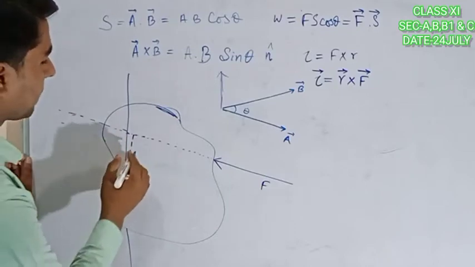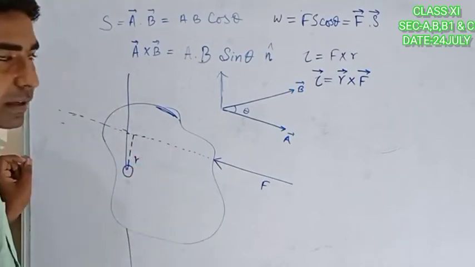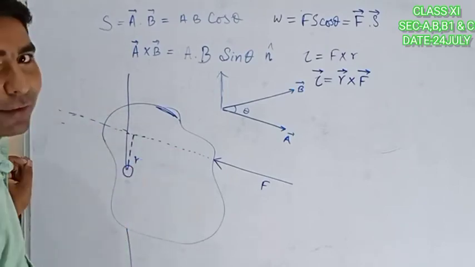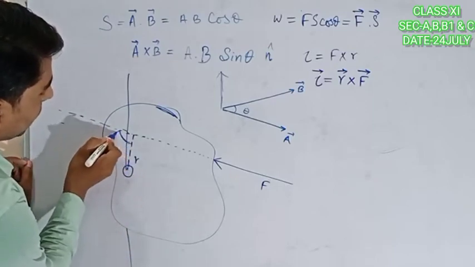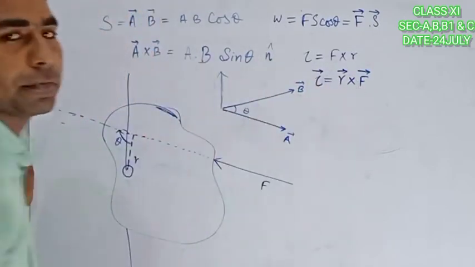So here, this is the perpendicular distance. Vector R, simply I am writing out vector R. So from R to F we have to calculate. From R to F we have to calculate. So this is the angle. That is why R cross F.